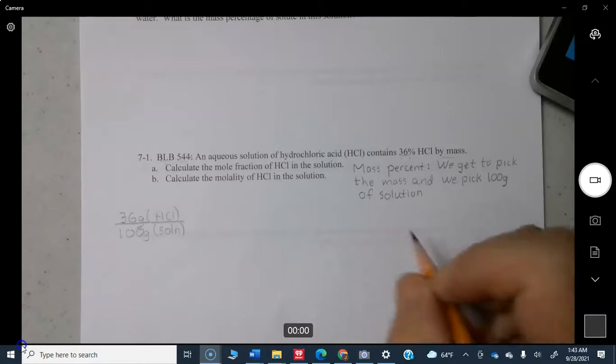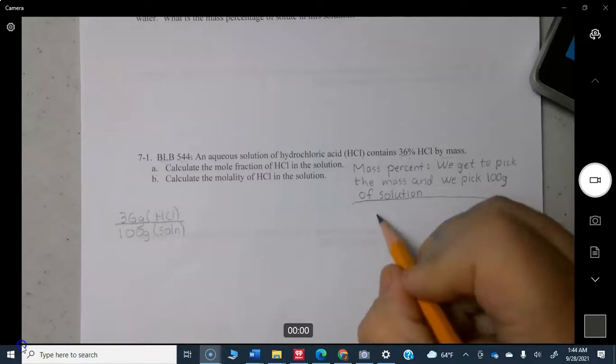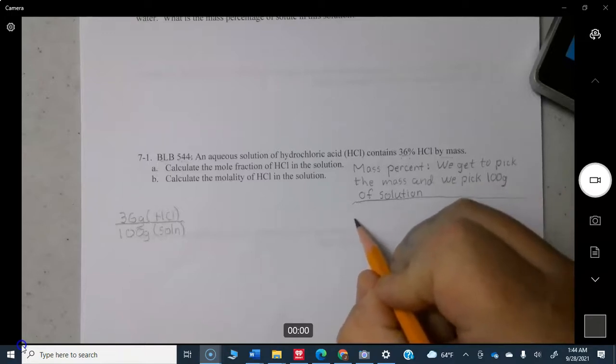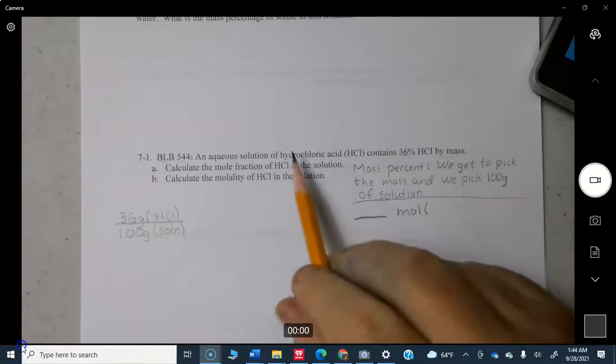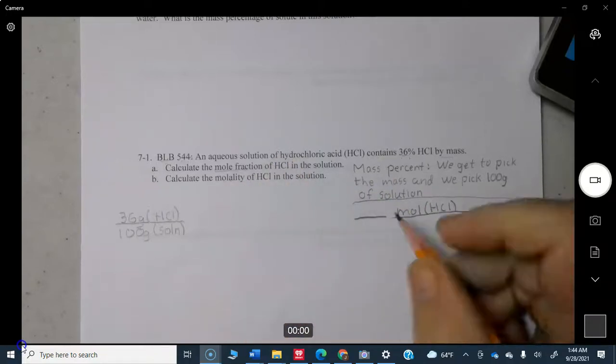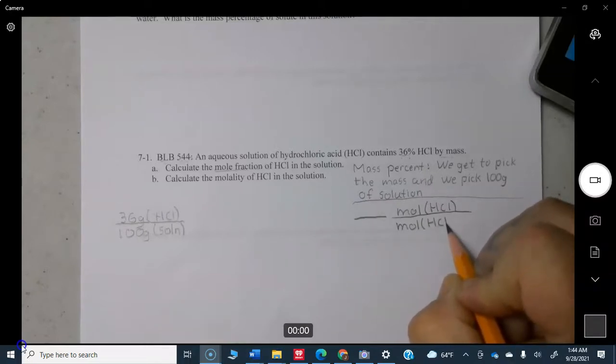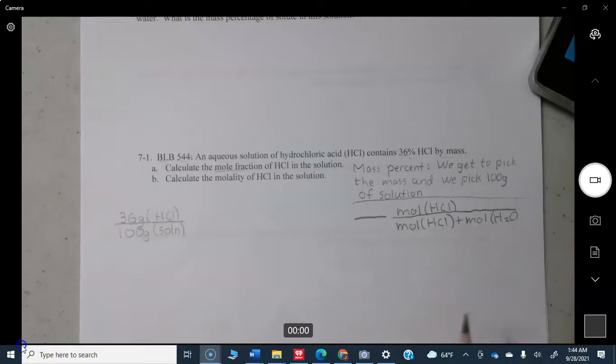You want to get to some number. It's not mole percent, it's mole fraction rather. Mole fraction is what we're looking for. In solution, because we're going to have to break this out, we're going to write it like this. Okay.